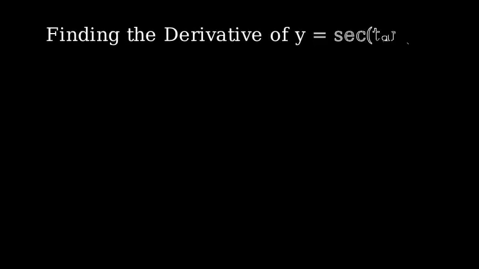Welcome. Today we'll find the derivative of y equals secant of tangent of x. This is a composite function that will require the chain rule multiple times. Let's break this down step by step using the chain rule.